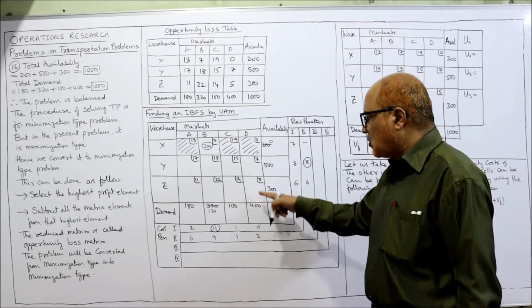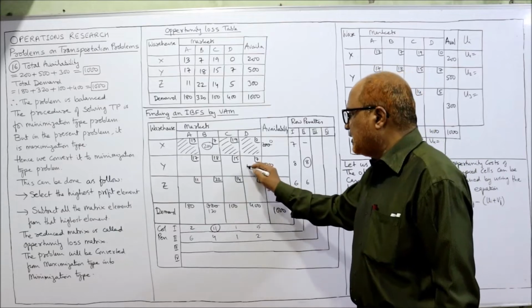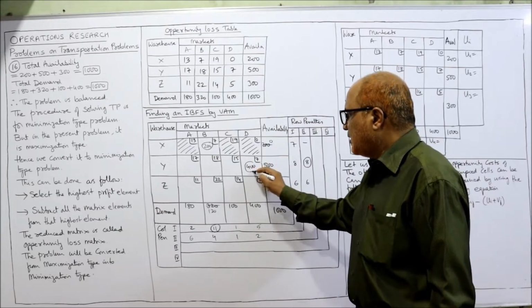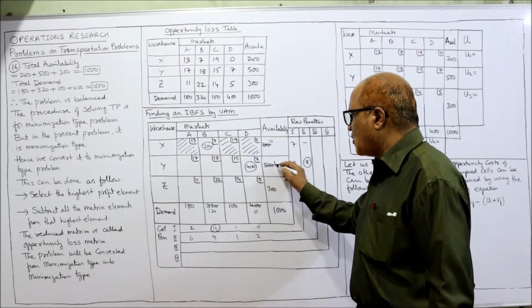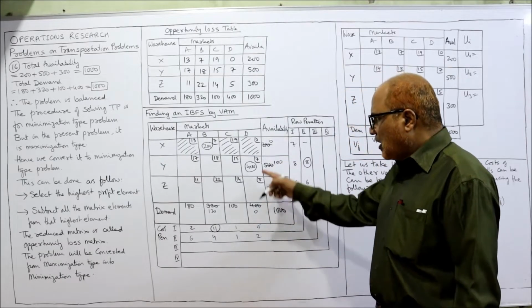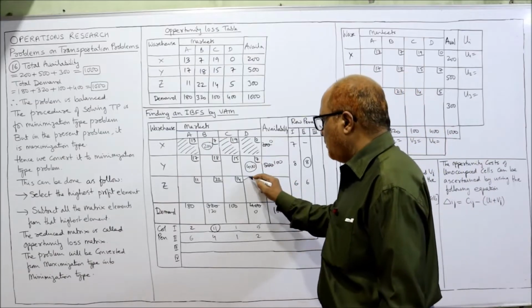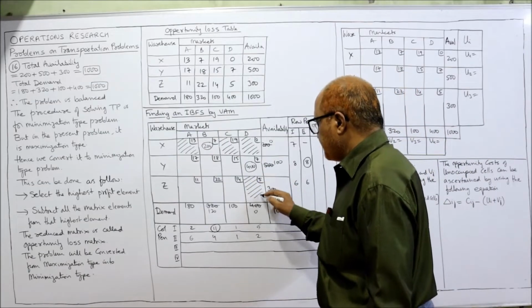Row total 500, column total 400. So I will take 400 here. Then 400 minus 400, 0. 500 minus 400 is 100. The column is exhausted. So block the column.